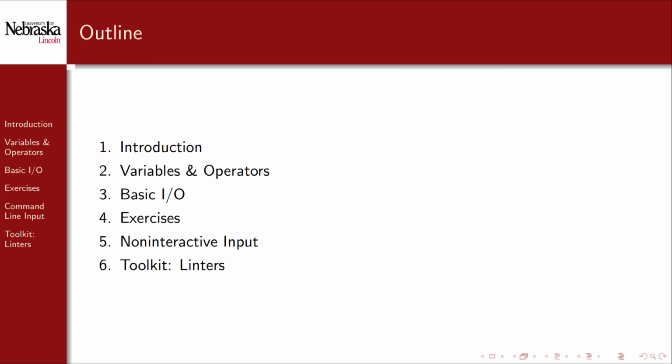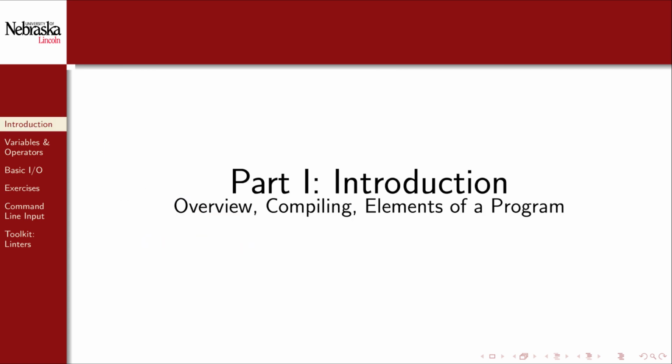First, we'll give an introduction to programming, including coding, compiling, and running a basic C program. We'll then focus on basic variable types and their operators. In the third part, we'll cover basic input and output operations. We'll then apply what we've covered and walk you through writing several programs to get you started. We also have 2 supplemental videos to introduce you to non-interactive input, as well as using a tool called the linter. In this first part, we'll focus on the general steps to writing and compiling a basic program, highlighting the basic elements of a program.